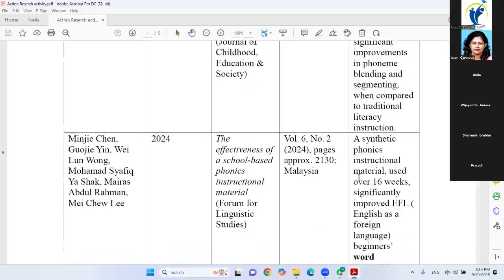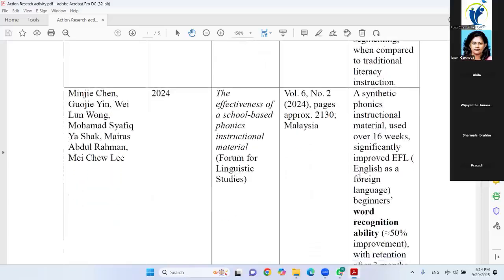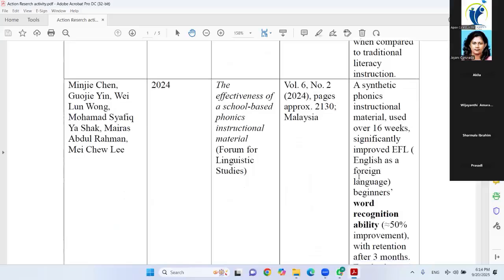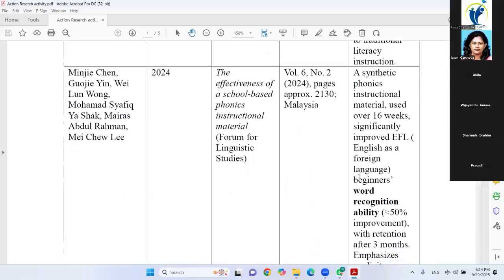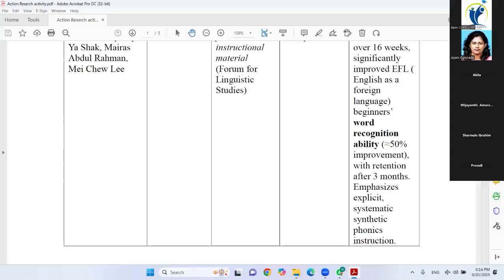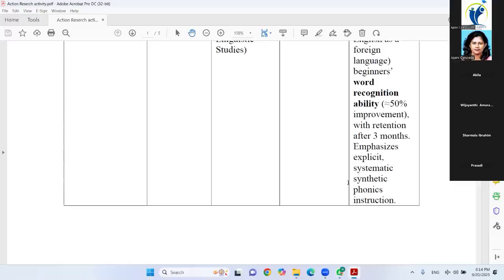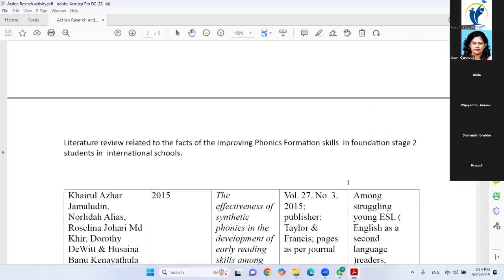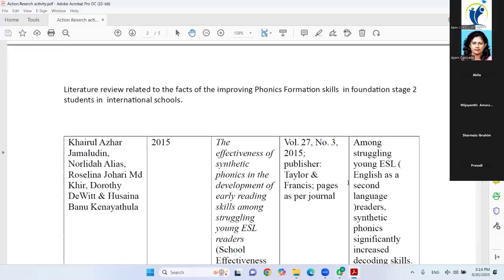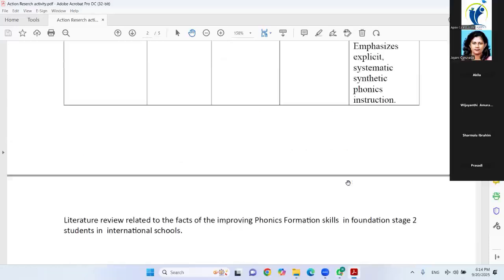Right, now you can. Second one, synthetic phonics instructional material used over 16 years significantly improved English as a foreign language beginners' word recognition ability, with 50% improvement in retention after 3 months, emphasizing explicit, systematic synthetic phonics instruction. No, that's the third one. This is the second one.